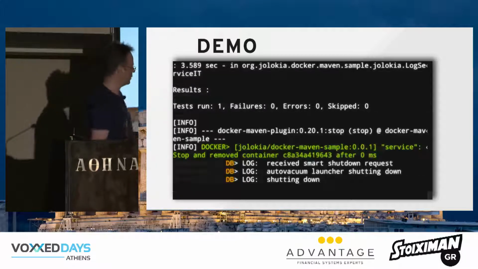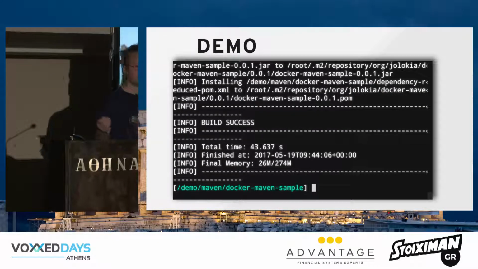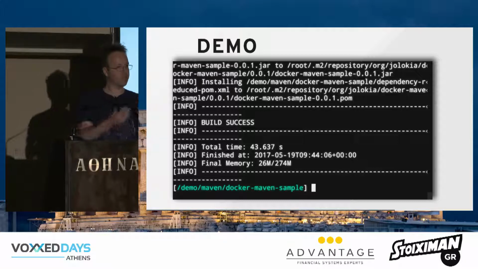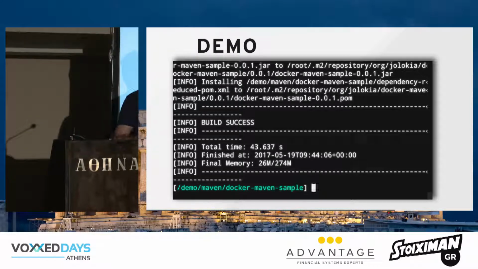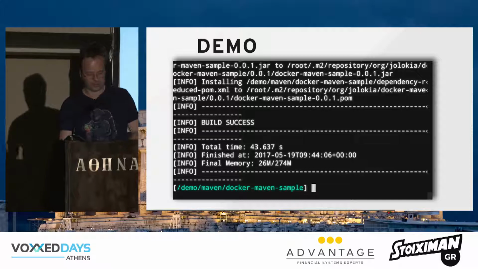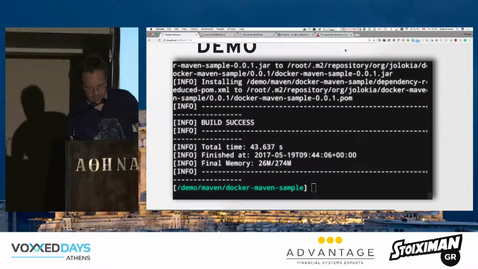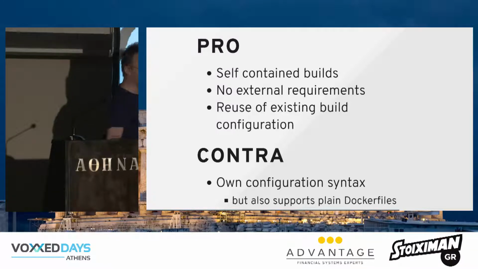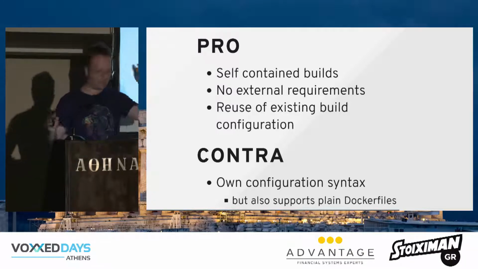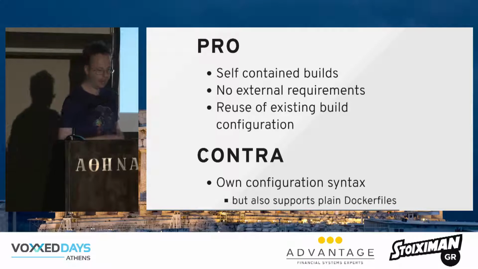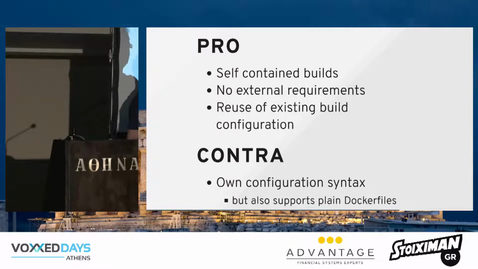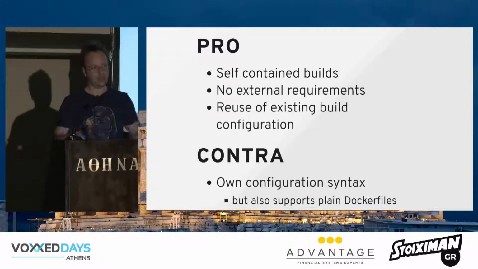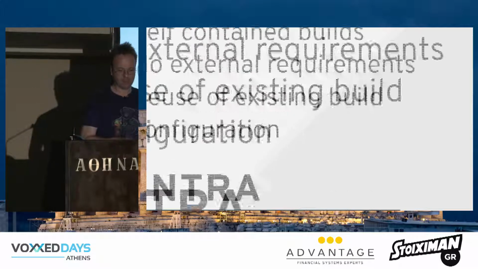And the good thing is, of course, you can run many of them in parallel because they always choose random ports and you don't have any port conditions, which is a nice thing to avoid flaky tests, for example, on a configuration system. Okay, I'm close to the end. So here, again, the advantage is self-contained. You can simply give someone the POM XML and he can run all the tests themselves. The disadvantage is that it has maybe its own configuration syntax, but you can also use plain Docker files, by the way, with this plugin. So you don't have to use this XML syntax, you can use it plainly.